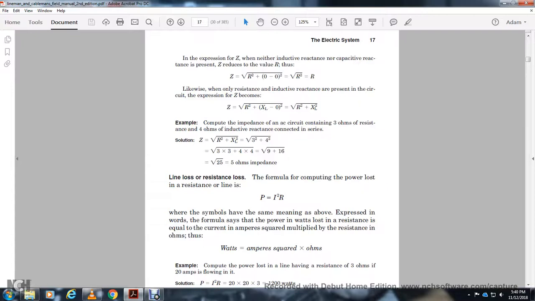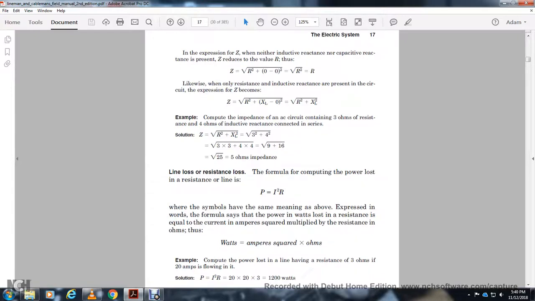The formula for computing the power loss for the resistance of the line: power is equal to amps squared times the ohms, where the symbol has the same meaning as above in the word formula. For the power law, the power loss in the resistance is equal to the current in amps squared multiplied by the resistance in ohms. Watts is equal to the amps squared times the ohms.